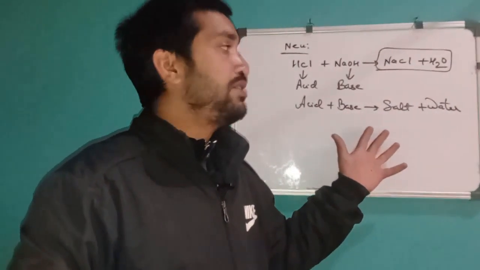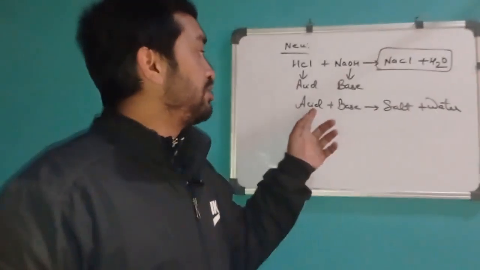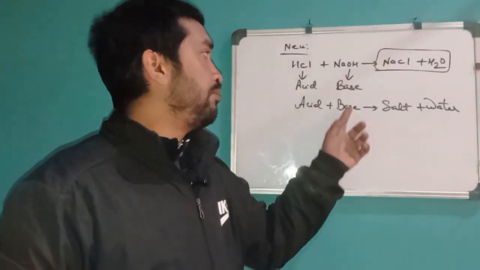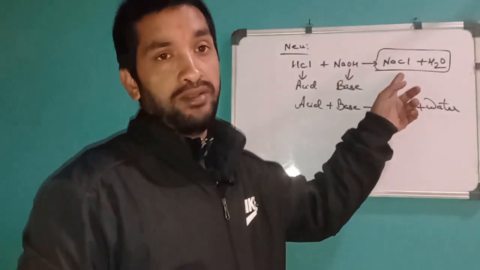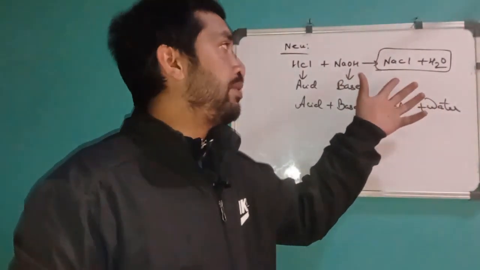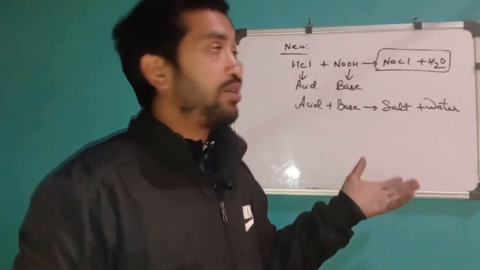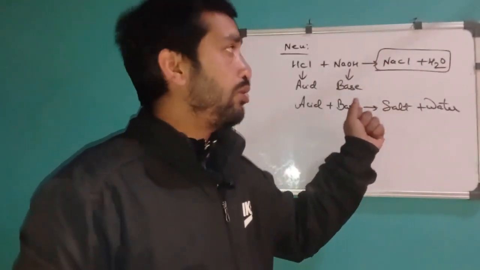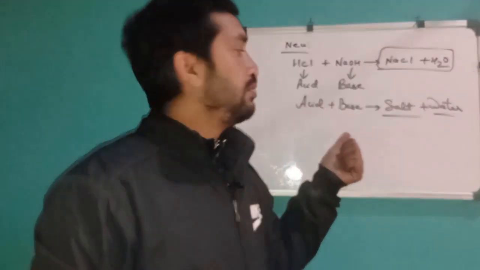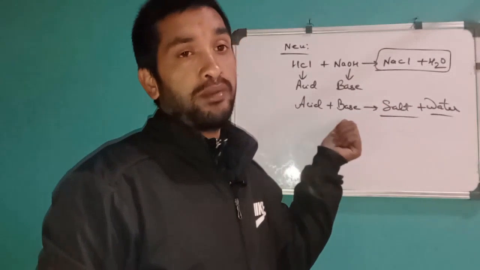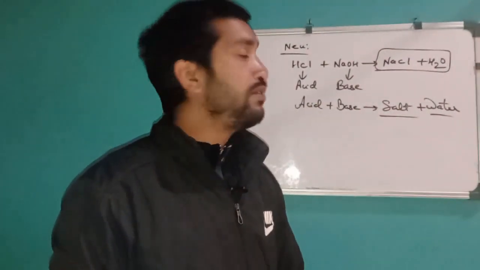Now, it depends what example you are taking. For example, I have taken HCl instead of acid, and sodium hydroxide instead of base. So what am I getting? Salt, chloride. The chloride part is a salt. I told you in the previous video also that chloride, iodide, sulfate, phosphate, nitrate, all these are examples of salt. So, salt plus water. This is the key reaction, the main part that you have to remember. The rest depends on the example that you have taken.